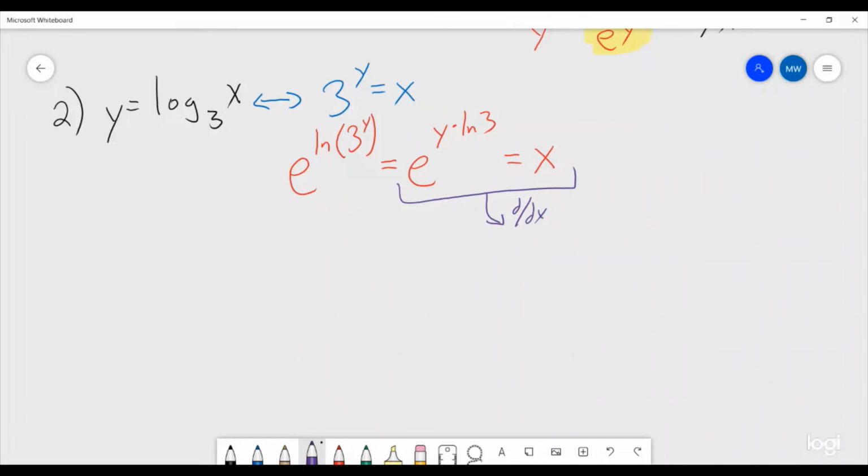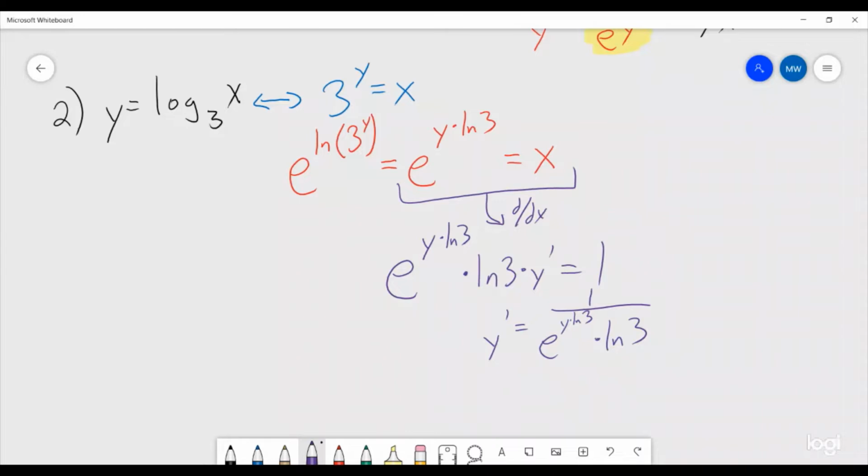derivative of e to stuff, well, that's just going to be e to stuff times the derivative of that stuff. Well, natural log of 3, that's a constant times y, so that'll be that constant times y prime, and that's all equal to 1. So y prime is 1 over e to the y times the natural log of 3 times the natural log of 3.